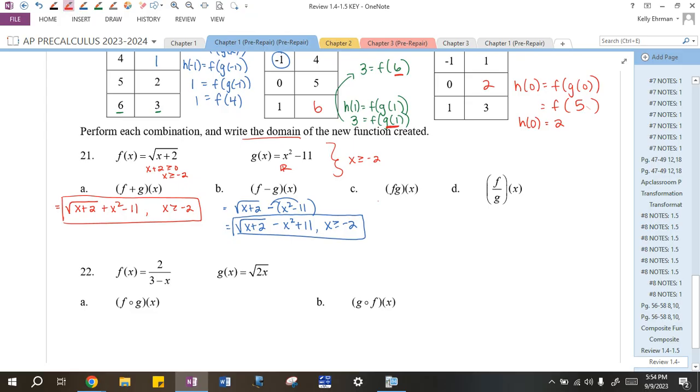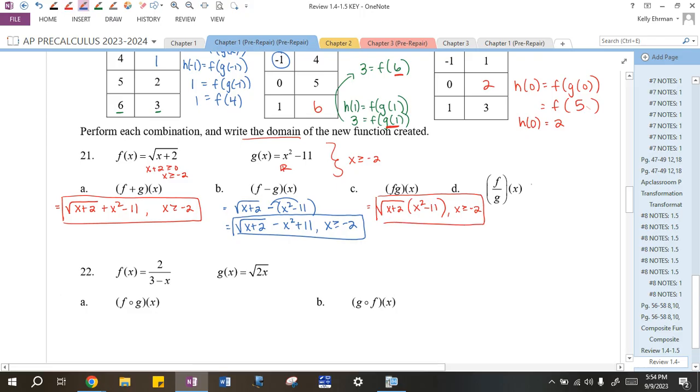F times g, square root of x plus 2 times, you need parentheses here because you're multiplying by a binomial. You can't just write a dot for times or something. And I'm not going to bother distributing the square root through because we're not doing anything with these functions, so there's no point in working on them too much.